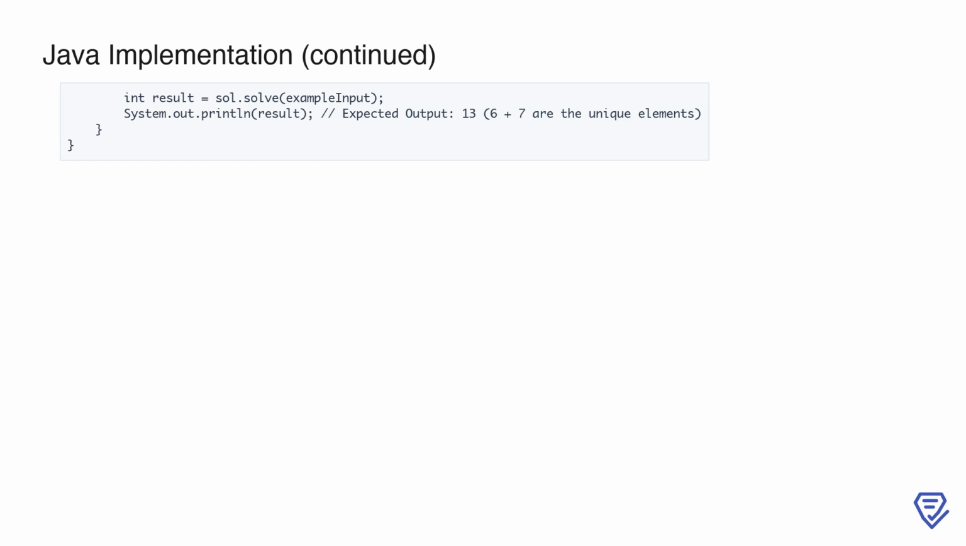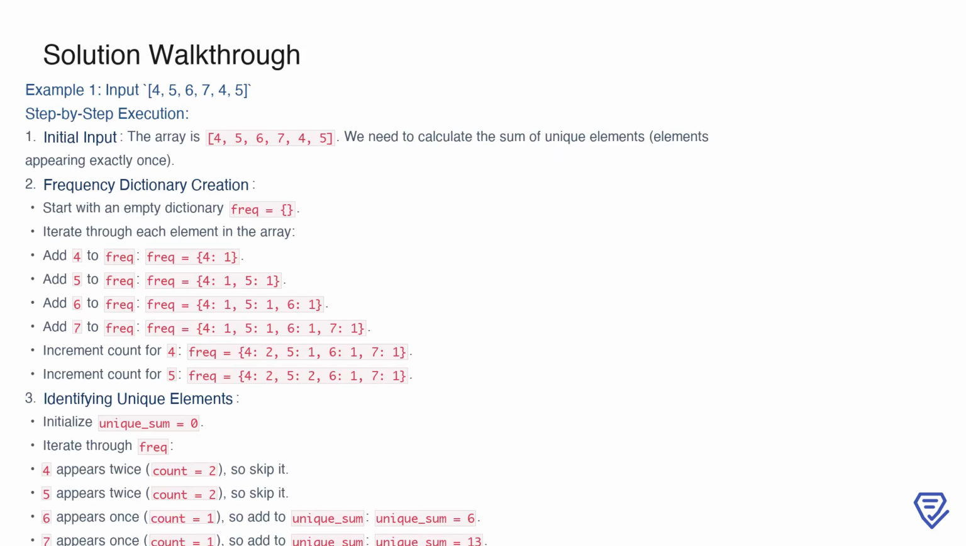To start, we are given the input array 4, 5, 6, 7, 4, 5, and our goal is to calculate the sum of unique elements, meaning elements that appear exactly once in the array. First, we build a frequency dictionary to count how many times each number occurs. Initially, the dictionary is empty, and as we iterate through the array, we update it. Adding 4 gives us 4: 1, then adding 5 updates it to 4: 1, 5: 1. Continuing this process, we add 6 and then 7, resulting in 4: 1, 5: 1, 6: 1, 7: 1.